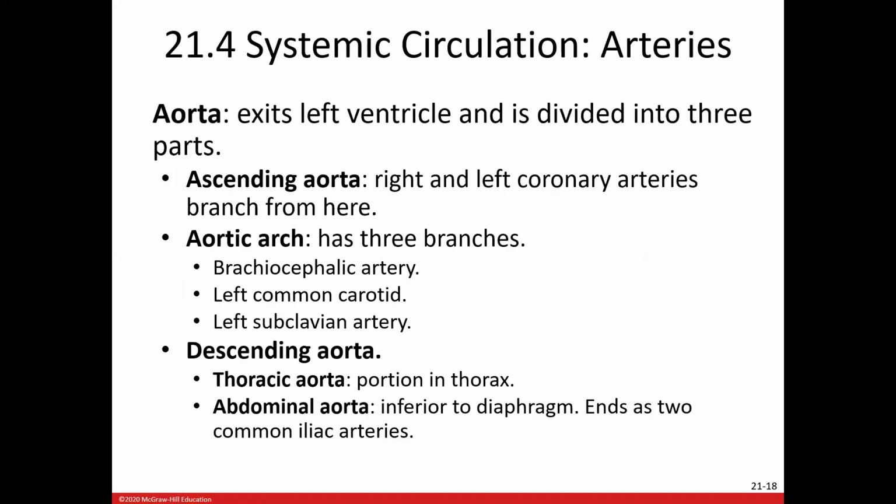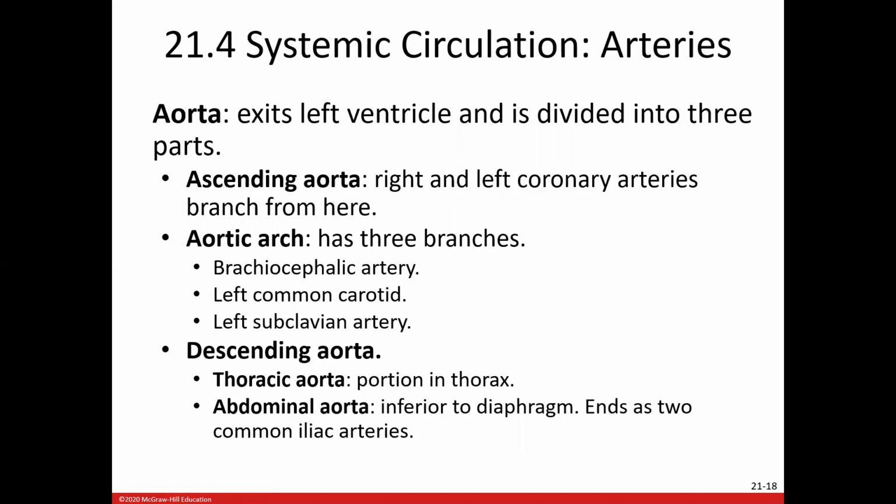Then we have the systemic circulation, which involves the arteries. And the idea here is that this oxygenated blood is going to be pumped from the left ventricle into the aorta. The aorta is going to carry that oxygenated blood to the body. There's a couple different pieces of the aorta to highlight. So the ascending aorta is the immediate part that the left ventricle pumps the blood into. That ascending aorta has the left and right coronary arteries that branch from there. Remember, those coronary arteries are going to provide oxygenated blood to the heart wall itself, because every tissue in the body needs oxygen, even the ones that are responsible for pumping blood.